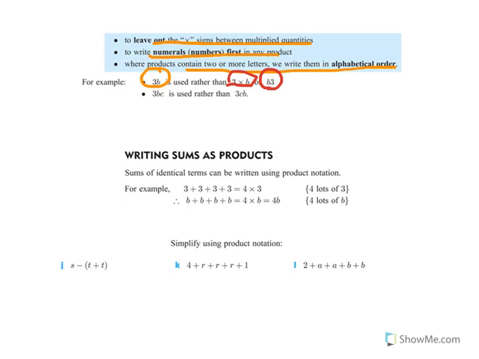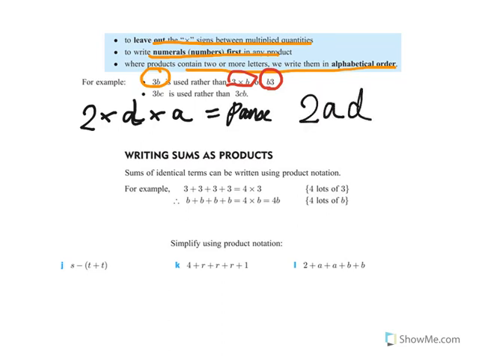I'll give you an example, and I'll pause it for you to try. Okay? Here we go. All right, we have 2 times D times A. Pause and simplify this. Okay, you should have written 2AD in this particular order with the number first and A before D.